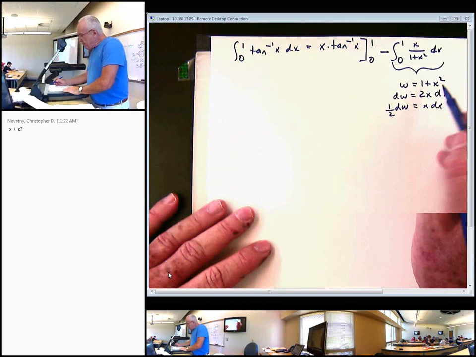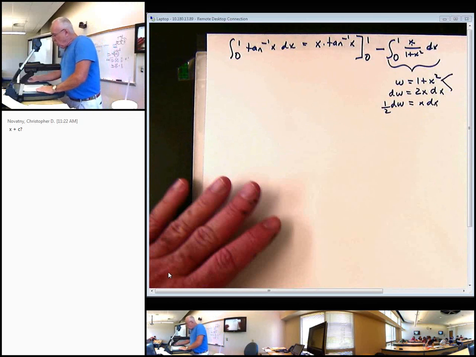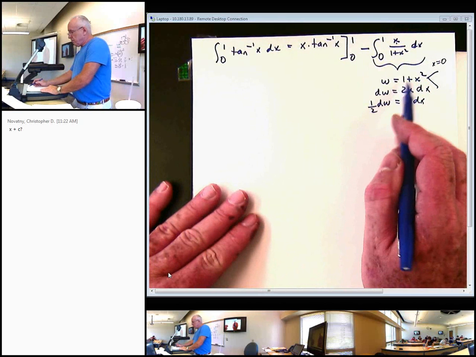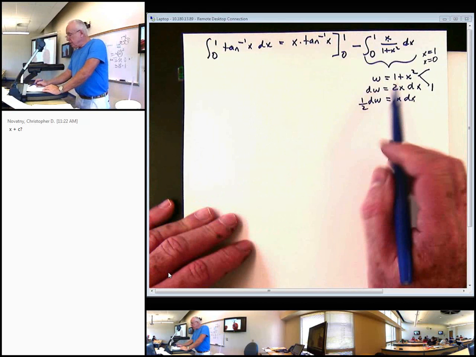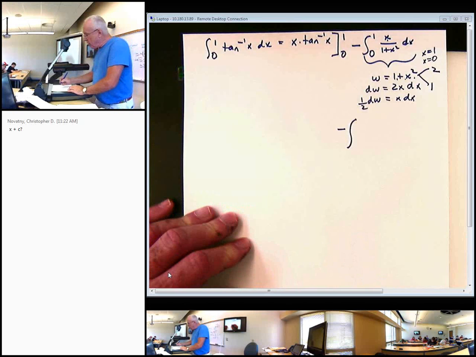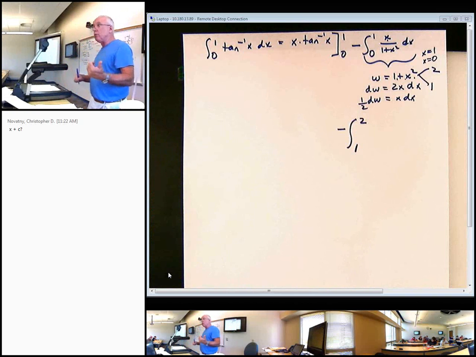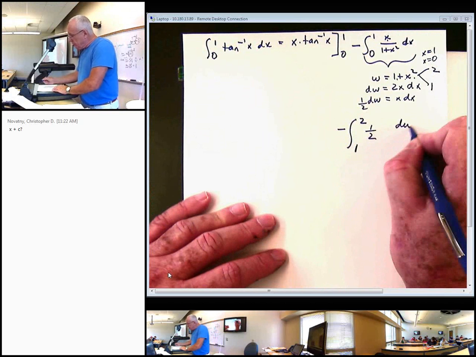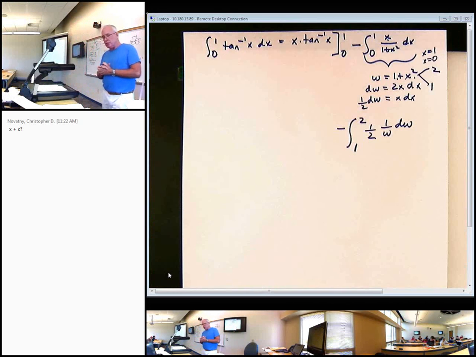Now here, if I'm going to change my variable, I need to change my limits of integration, which was just mentioned. When x is equal to 0, what is w going to be equal to? 1. And when x is equal to 1, w is going to be equal to 1 plus 1, or 2. So my new limits of integration then are 1 on the bottom and 2 on the top, only for this integral here. I don't change it for the other parts. And then I'm going to rewrite this as 1/2 dw, and then down here, this is 1 over w. So I'm just doing my substitution here.